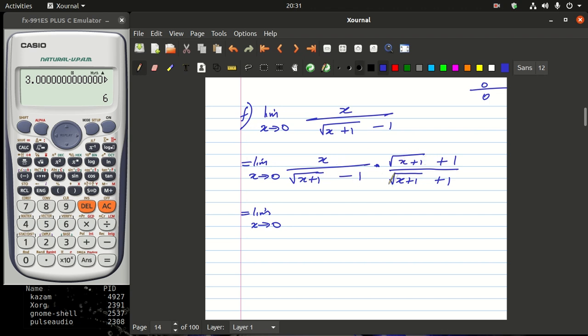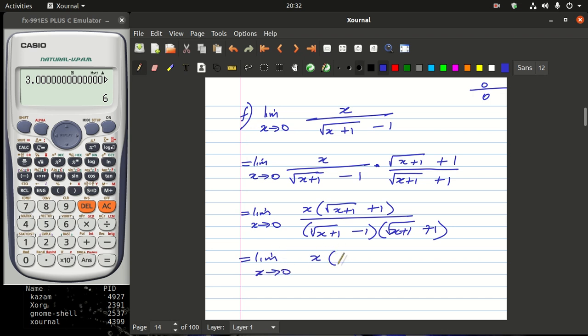We're only going to simplify the part that has an x hidden in it. So I'm going to have x in the numerator, and then x plus 1 plus 1, and then in the denominator we'll have the square root of x plus 1 minus 1 and the square root of x plus 1 plus 1. This is the part that we are going to simplify or expand.